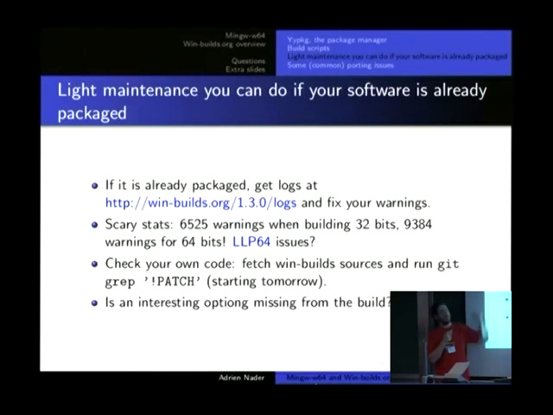And that's the scary thing. There is one less package to build for 64 bits, and you have 6,000 warnings for 32 bits, and 9,000 for 64. So that means I think we're pretty lucky that most of the software actually works. There are probably bugs everywhere. For the difference, I don't know, maybe because you have different sizes for some types.